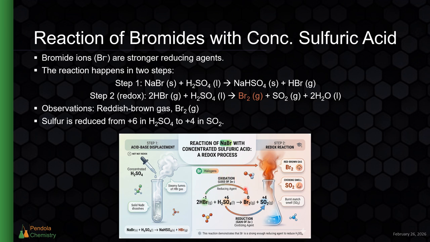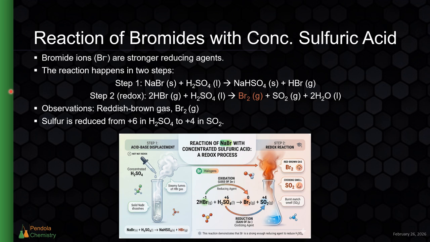The bromine gets oxidized from -1 to 0. The sulfur gets reduced from +6 to +4. And that is the reaction of the bromide, like sodium bromide, or it could be potassium bromide, with sulfuric acid. And that's all because of its reducing power.